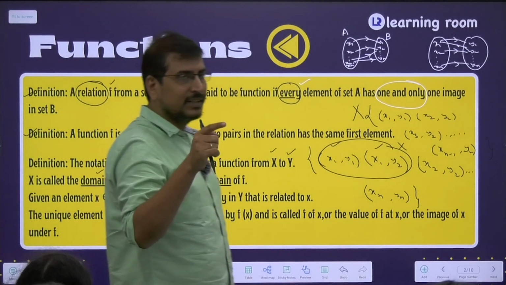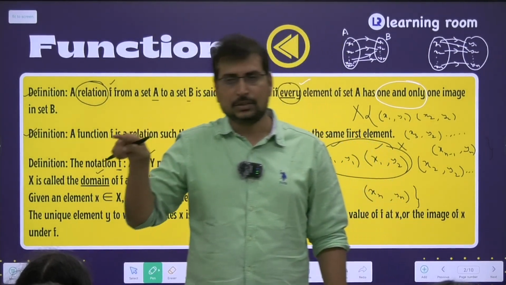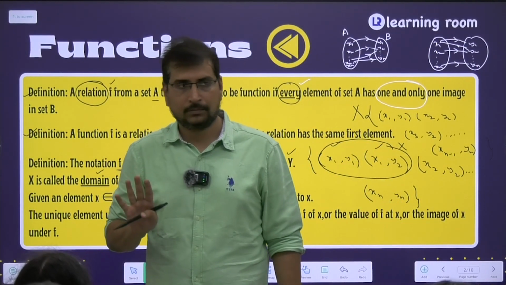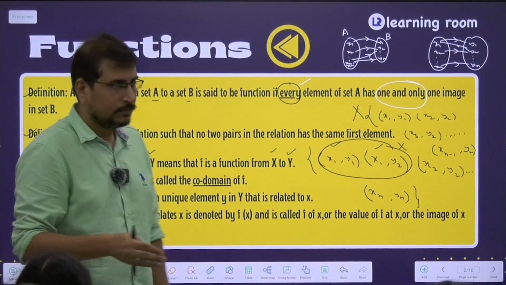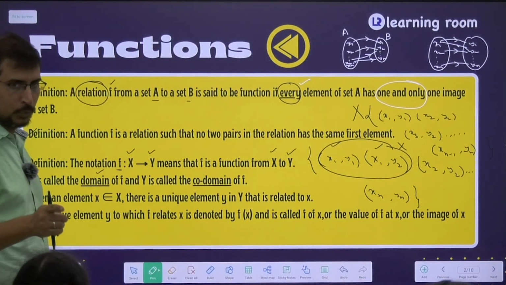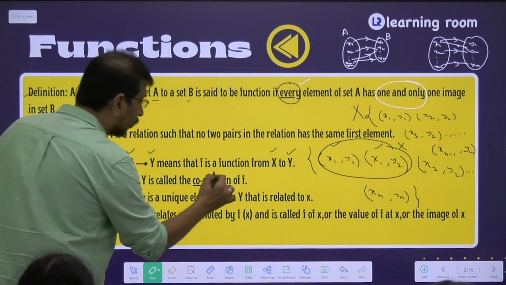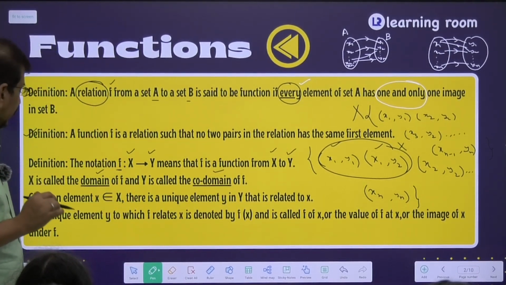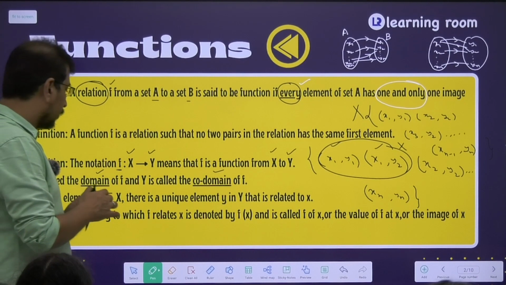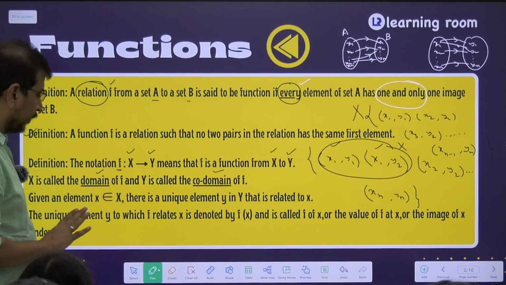One common mistake is many people think that Y is a range. It is not range, it is codomain. What is range? We'll see. That is one common mistake I've seen people doing. Y is not called range, it's called codomain. Now, this is what the book definition says.